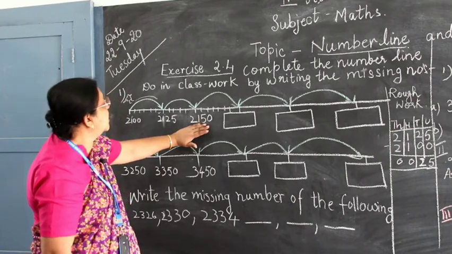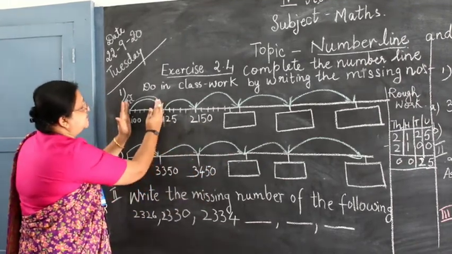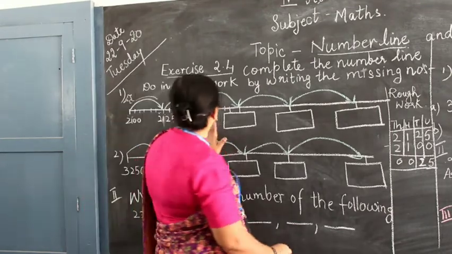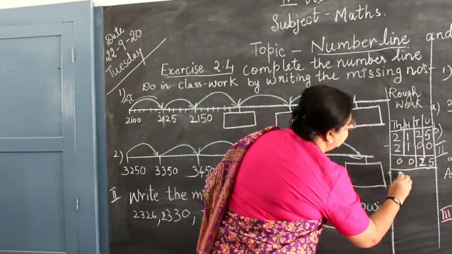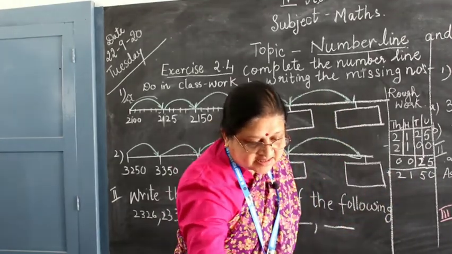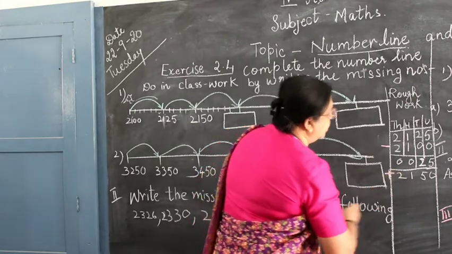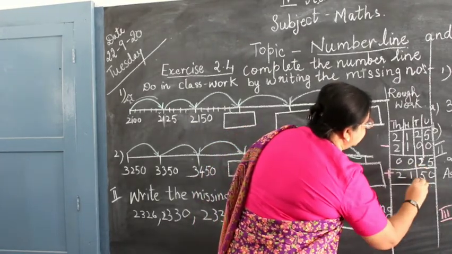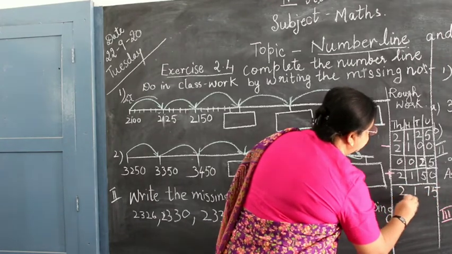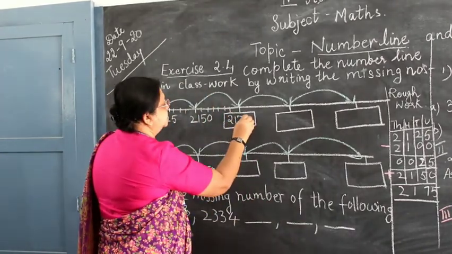Now here it is 2150, right? Once you get the difference, 25, you have to take the 25 and add it to the last 4-digit number given to you. So you will get 2150. Now here you did minus, you got the difference 25, and here you are adding it up. How much will you get when you add? Adding, you will get 2175. So your next number will be 2175.